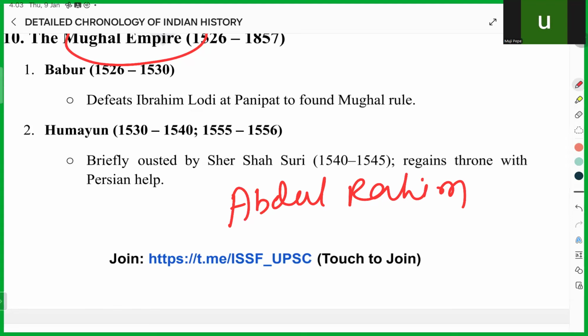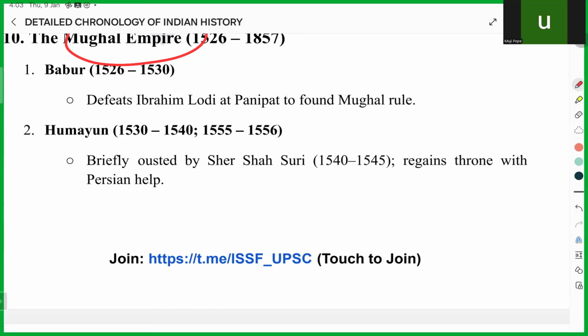And Abdul Rahim was made one of the Navratnas, the 9 important ministers in Akbar's court, and he was given the title of Khane Khana. So Abdul Rahim Khane Khana was basically Bairam Khan's son.